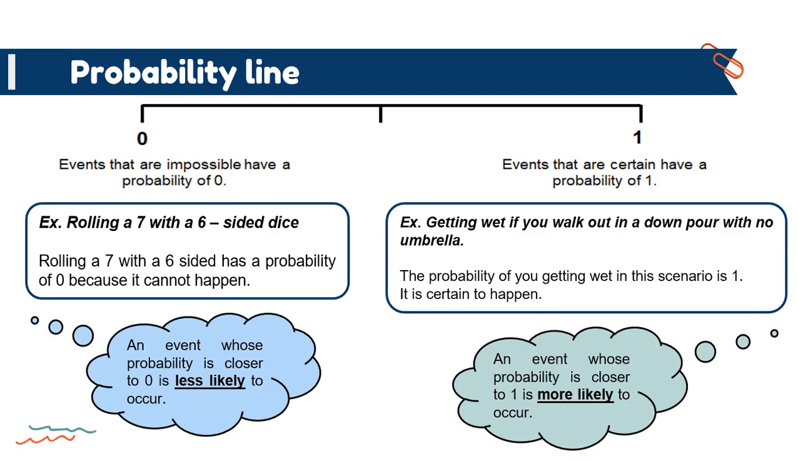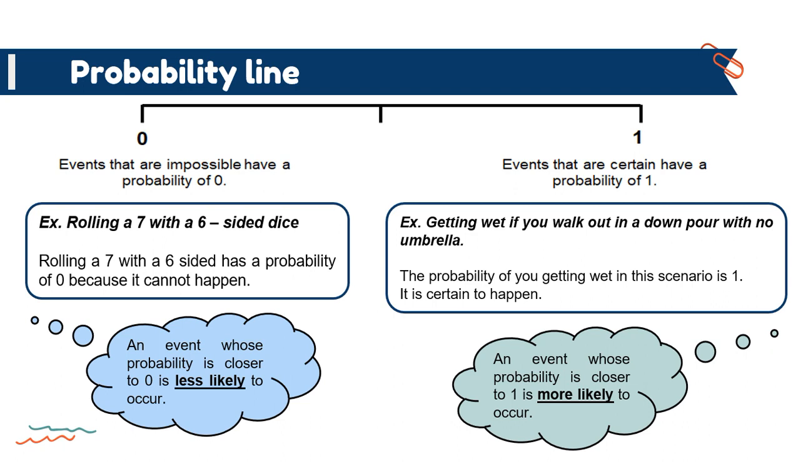Okay, next, we have here 0 and 1. Events that are impossible have a probability of 0. So, lahat po ng events na imposible pong mangyari, that is 0. Okay? Or 0%. Impossible, 0%. Example, we have here rolling a 7 with a 6-sided dice.